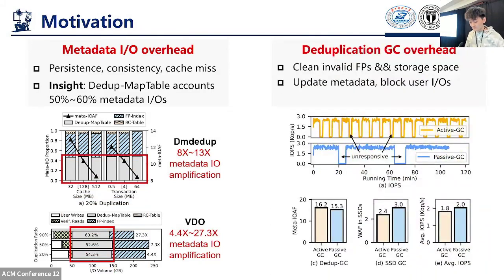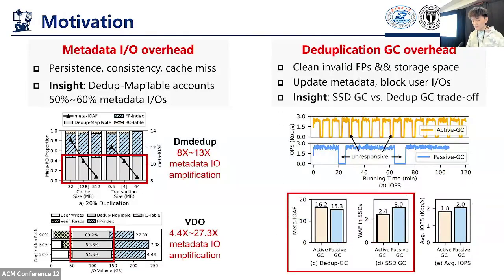The DDAP GC is performed to clean invalid fingerprints and the storage space. It aggravates I/O overhead since it brings metadata updates and can block user I/O. In particular, there are trade-offs between SSD GC and DDAP GC. As we can see in the figures in the red box, if DDAP GC is frequently triggered, SSD GC overhead is small. But if DDAP GC is not triggered frequently, SSD GC overhead is high because unreferenced data cannot be invalidated in time and is regarded as valid in the SSD.